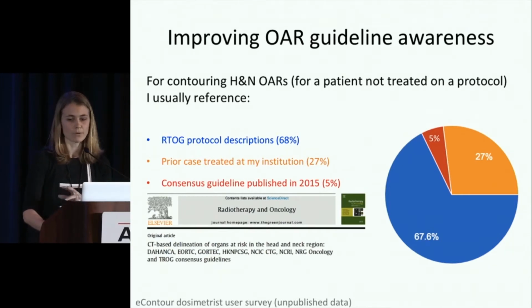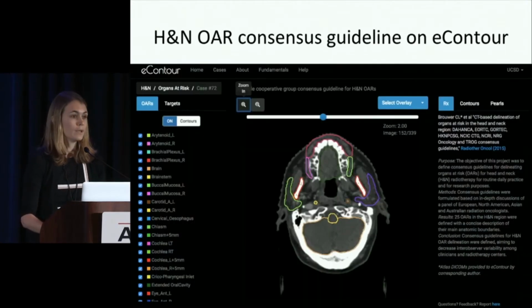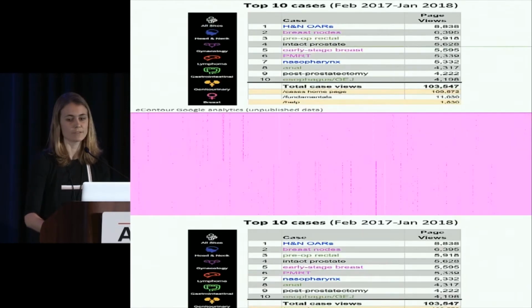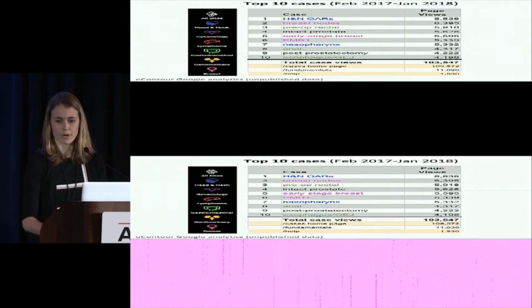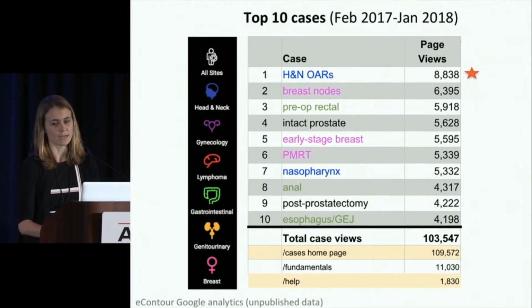And this is a quick example. We did a survey of dosimetrists asking them which guidelines they used to contour head and neck OARs, and only 5% of them endorsed knowing about this multi-cooperative group publication. And so then we just contacted the author, and she sent us the DICOMs, and we have put those images and contours into our website. And so this is actually an update. So last year we presented in February. Oh, bummer. So, the head and neck OAR is now our number one most frequently accessed case.